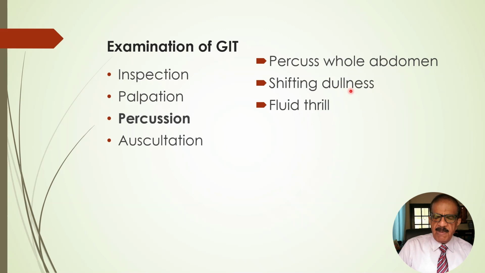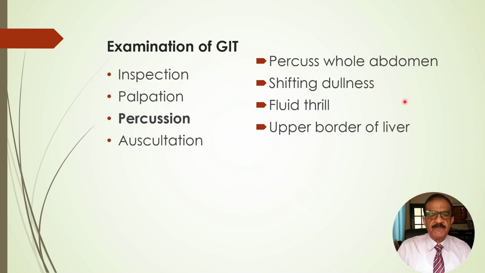I think you can play a little trick here. If you are sure that there is no shifting dullness and you're asked to do fluid thrill, I'm sure if there is no shifting dullness, fluid thrill will also be negative. So I think you can play that trick. If there is a large amount of fluid and shifting dullness positive, only then fluid thrill may be positive. Both indicate presence of free fluid in the abdomen, but if there is very little and you're not very expert, then you can miss it. Both the signs may be negative, and then you will be able to pick up this fluid on ultrasound.